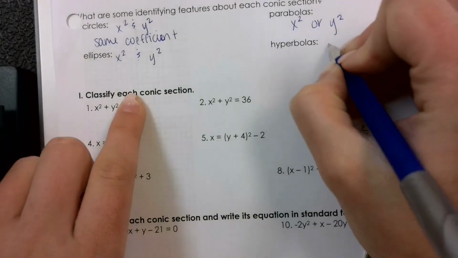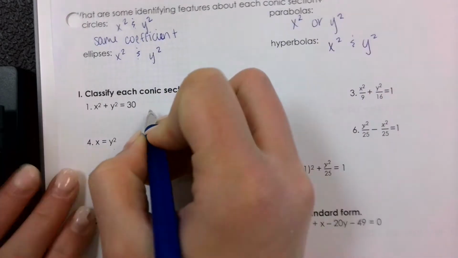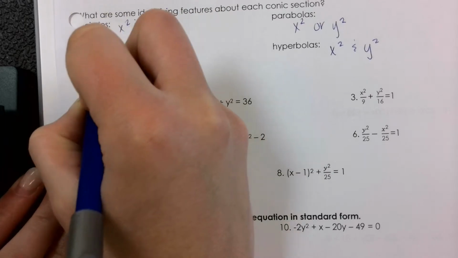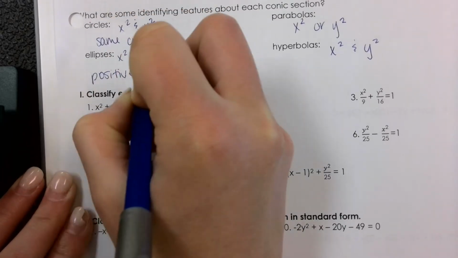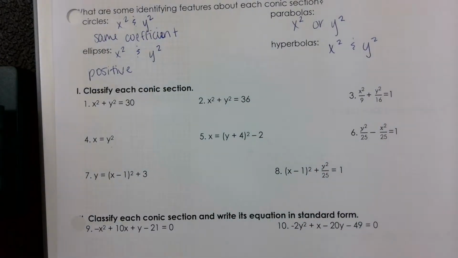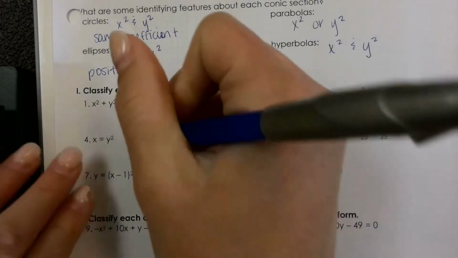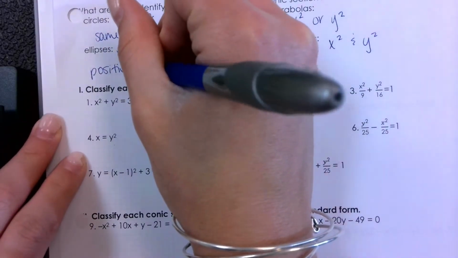So both of those have both x and y squared. Positive coefficients. They could both be negative, but it's probably not going to happen unless your whole function was negative. I mean, I guess that could happen. I'm going to say positive, different coefficients.